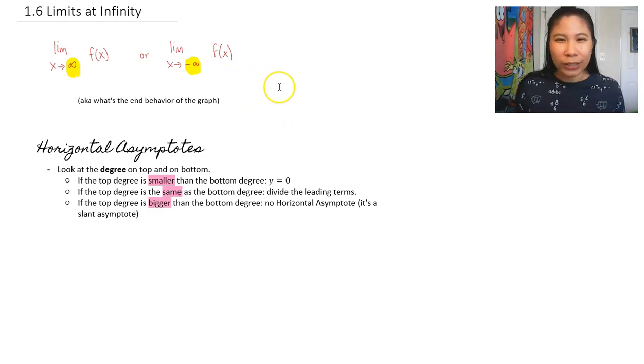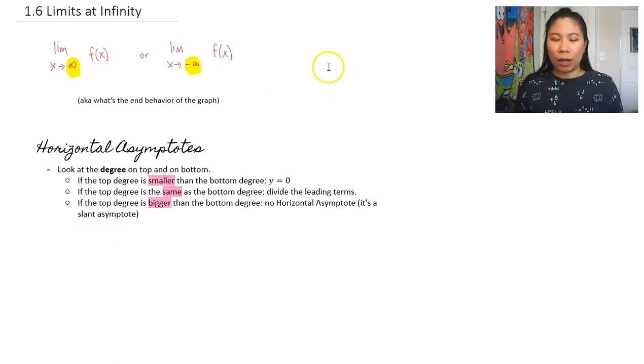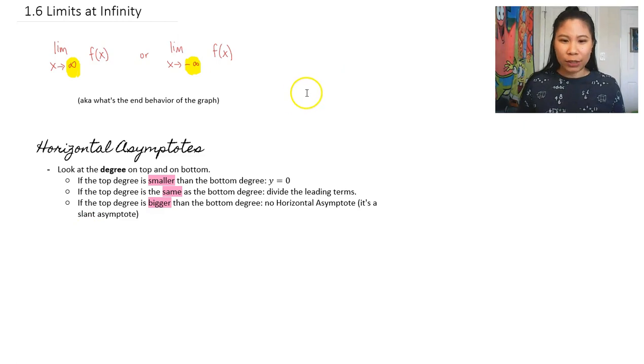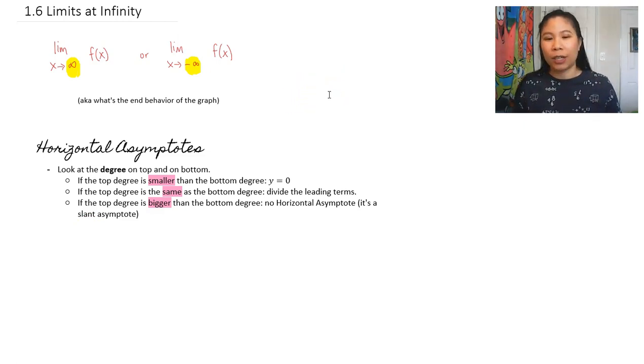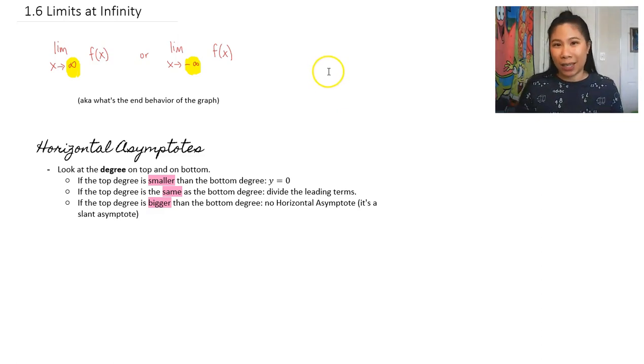So we started looking at horizontal asymptotes back in Algebra 2. That's when you first learned about them, and there was a method to find out what they were. This applies mostly to rational functions. For rational functions, you wanted to look at the degree on the top and the bottom, because rational means fraction. The degree was the highest exponent.